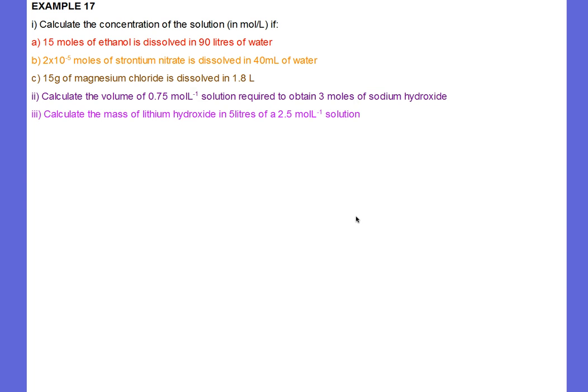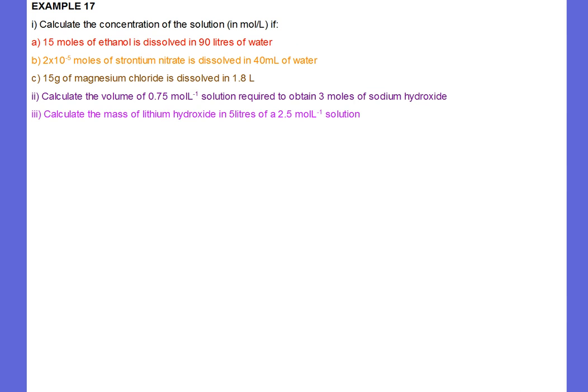This is the video for example 17. We're looking at concentration this time in moles per litre, otherwise known as molarity. And we've got a few problems here to do with molarity. The first one says 15 moles of ethanol dissolved in 90 litres of water. But before we look at the actual problem, we've got to think about, well, what's this molarity again?